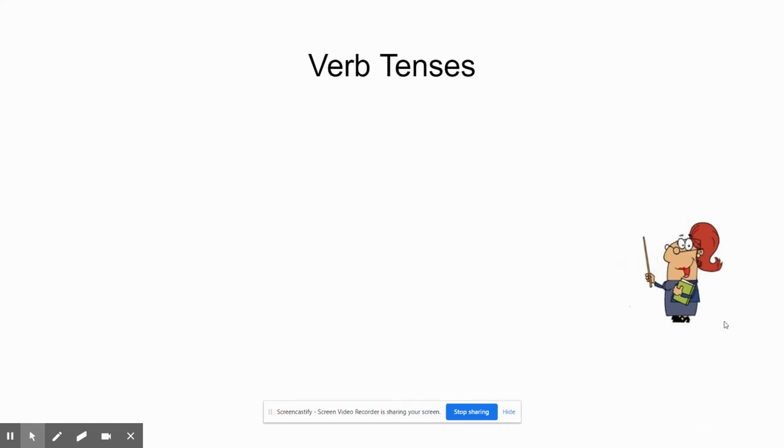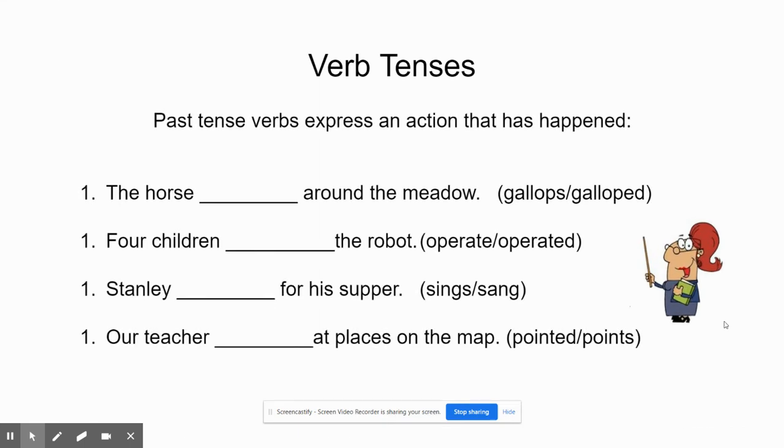Let's try a few sentences. Remember, past tense verbs express an action that has happened. Look at the first number one. The horse blank around the meadow. Remember, we're saying it already happened, so it would be galloped.